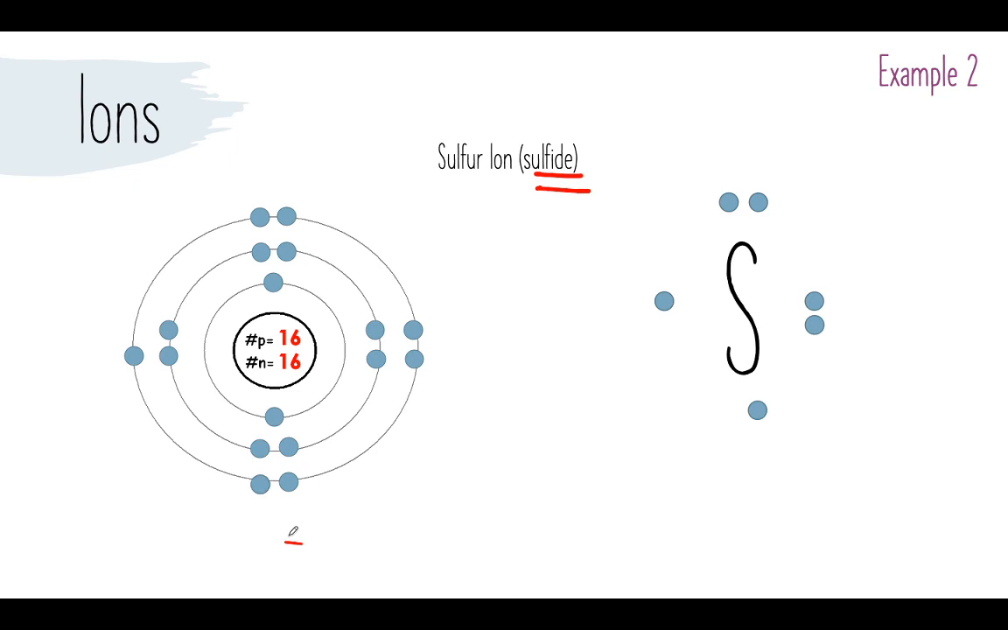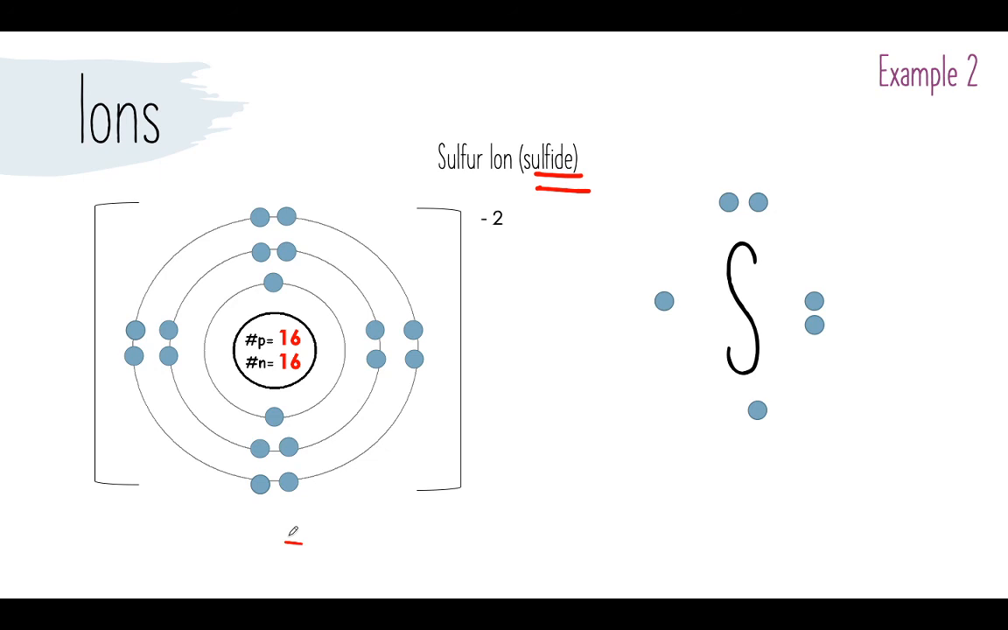So I'm going to draw those in. So I've got now a full shell. Just like we did earlier, we're going to draw some square brackets around it and give it a charge. Now, let's think about this for a second. I gained 2 electrons. I gained negative particles. So if I've gained something negative, my charge is going to become more negative. So I'm going to draw a charge of -2.